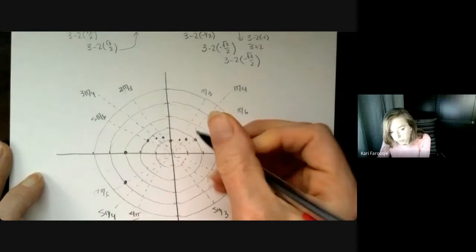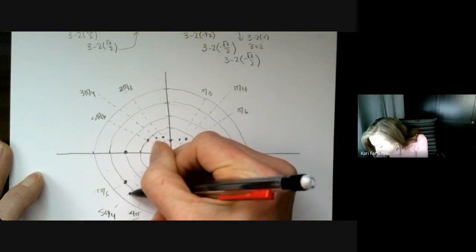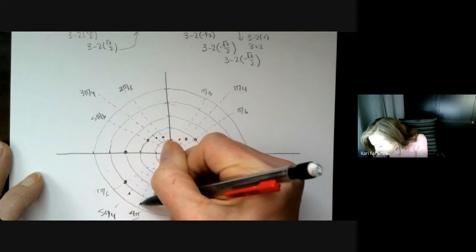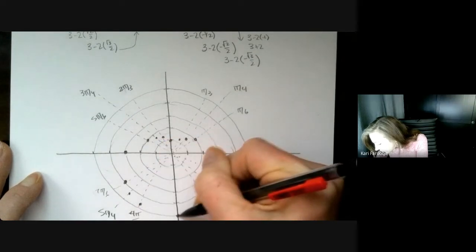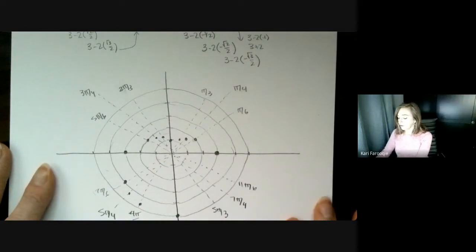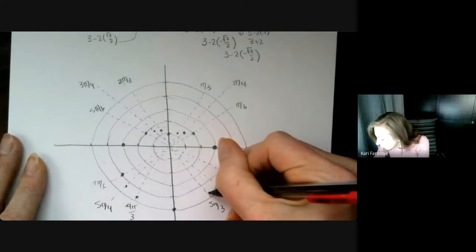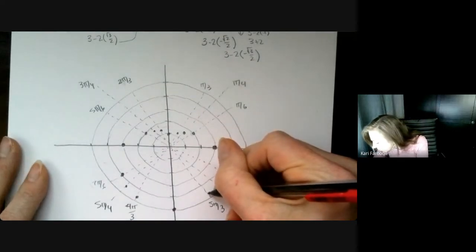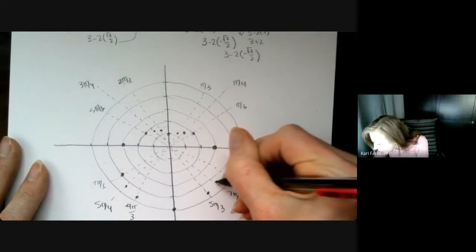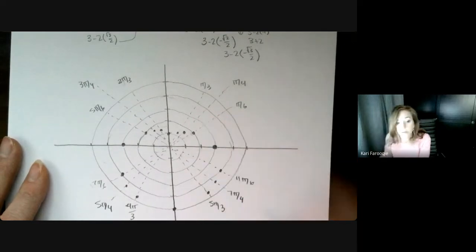So 4.4-ish, 4.7-ish, and 5. And notice that you're going to see the same thing heading in the other direction. You're going to go 4.7, 4.4, 4, and then back to 3.